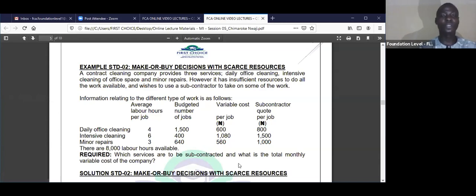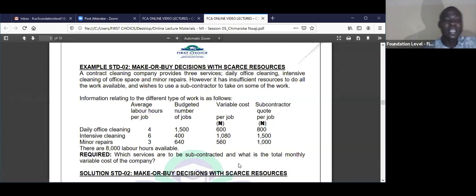The question continues. Information relating to the different types of work is as follows. Now look at the average labor hours per job. Look at the budgeted number of jobs. Look at the variable cost per job. And look at the subcontractor quote. That means how much you're going to pay the subcontractor per job.